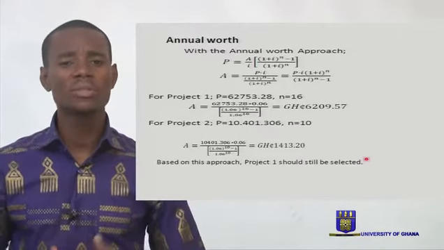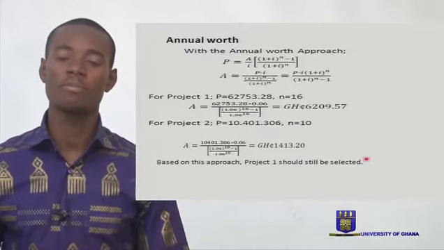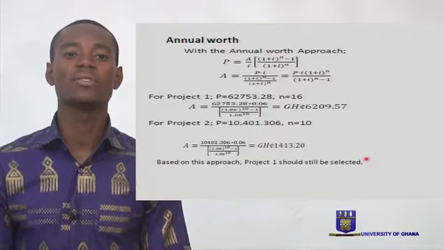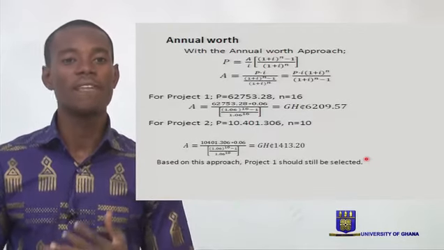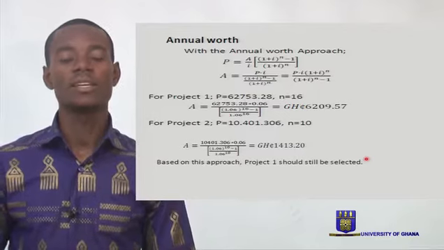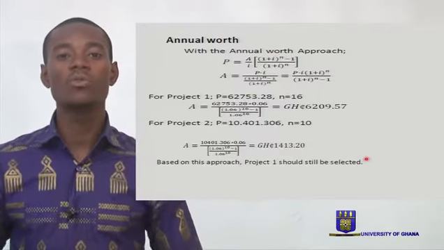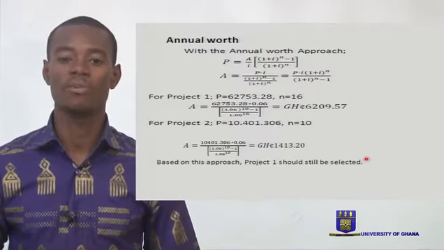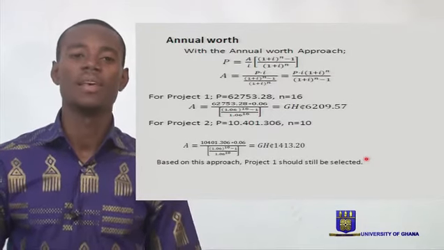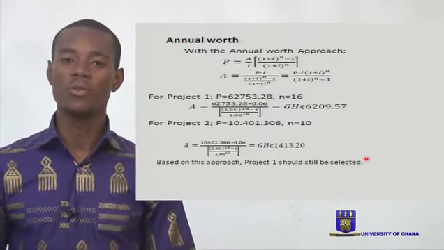So it builds up a little bit on the NPV approach, in that it takes into account the entire cash flow, finds the net present value, and then we take the net present value and spread it equally over the useful lives of the project. And that gives us a more improved approach on the NPV.